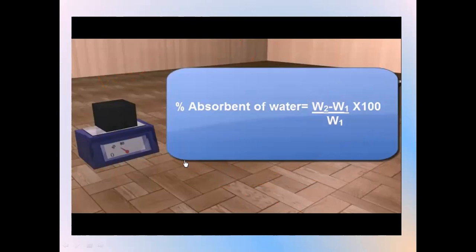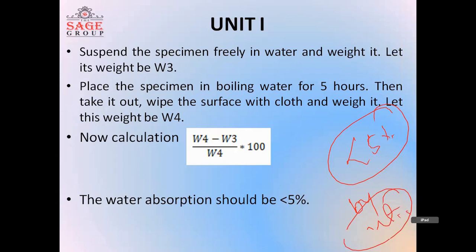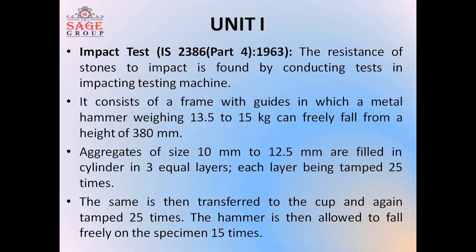For a good quality of stone, it should not absorb water more than 5%. That means a good quality stone absorbs less than 5% of water by weight. If the stone absorbs water more than 5%, then it is considered a stone which is porous in nature, having potholes and some pores. That means it is hollow in nature and it absorbs more water, and it will harm our structure if we use it in construction work.